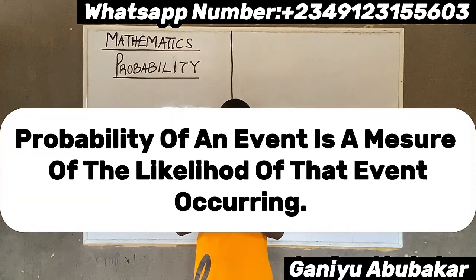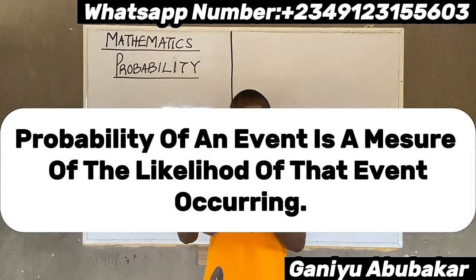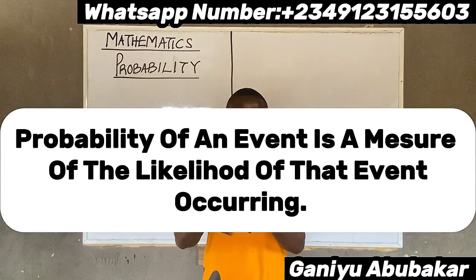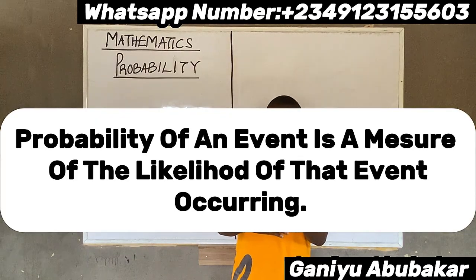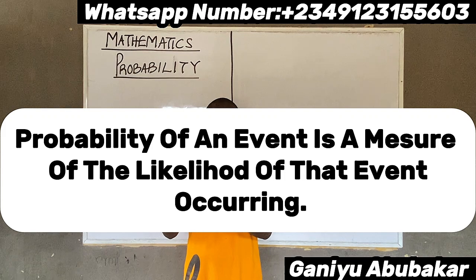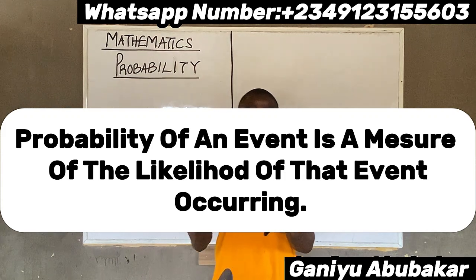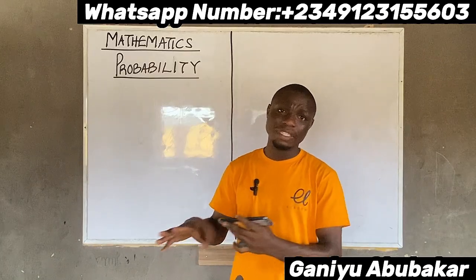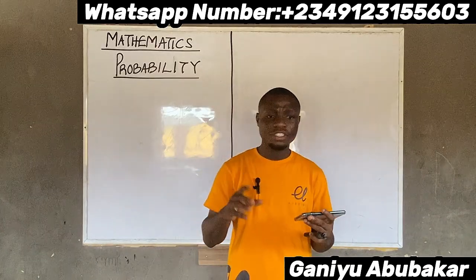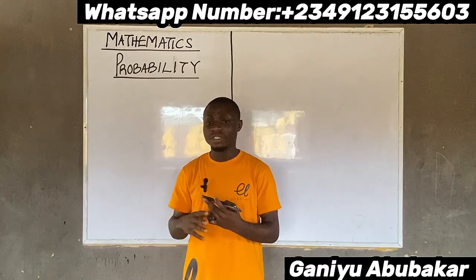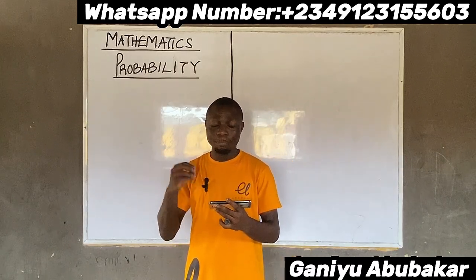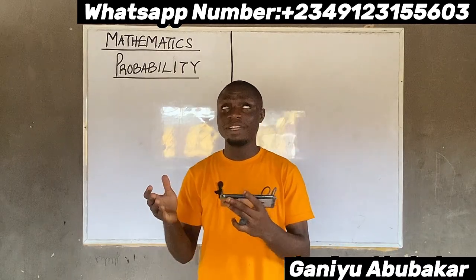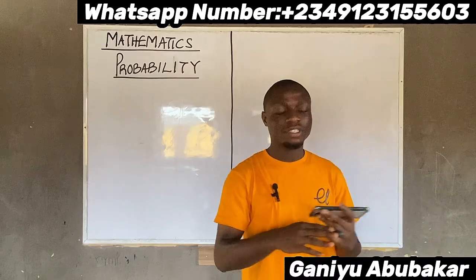Probability of an event is a measure of the likelihood of that event occurring. I said probability of an event is a measure of the likelihood of that event occurring. Full stop. That is how you define probability, basically, right? So at this junction, we know the definition of probability. We said it is a measure of the likelihood of an event occurring.